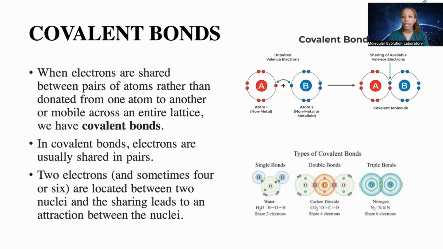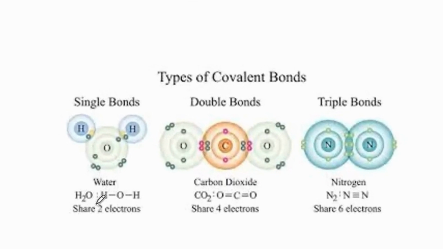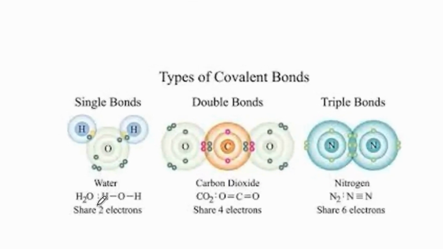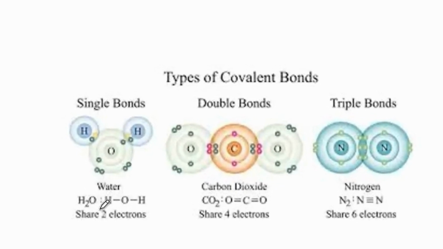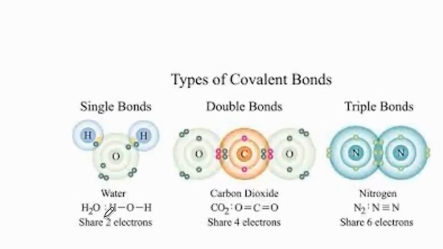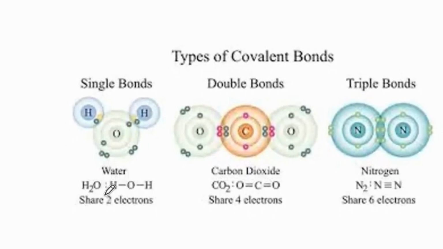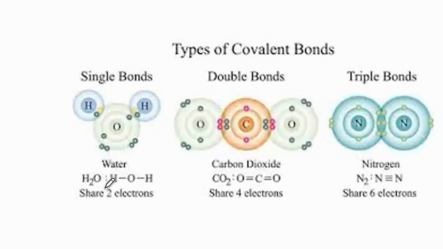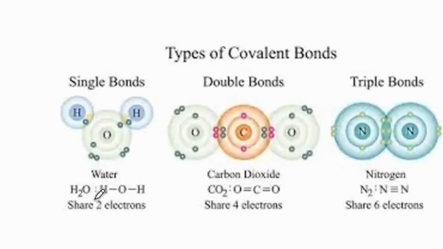In covalent bonds, electrons are usually shared in pairs. So it can be 2, can be 4, can be 6. Hydrogen and oxygen form single covalent bonds to give you a water molecule. Carbon and oxygen covalently bonded together share 4 electrons to form carbon dioxide. And then you have the triple bonds, which basically means that they share up to 6 electrons. For example, a nitrogen bond.